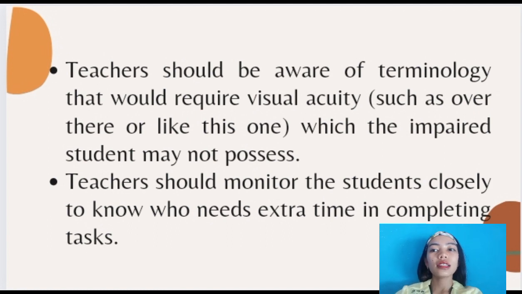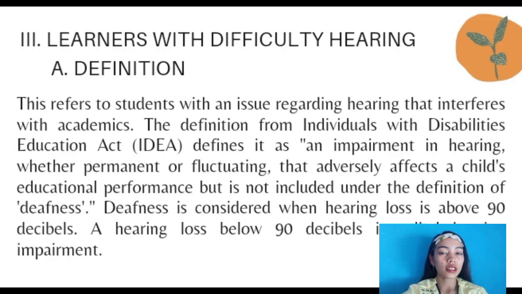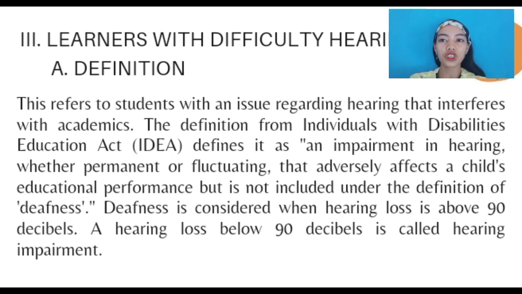So now, let's move on to part 3, which is learners with difficulty hearing. Its definition: this refers to students with an issue regarding hearing that interferes with academics. The definition from the Individuals with Disabilities Education Act, or IDEA, defines it as an impairment in hearing, whether permanent or fluctuating, that adversely affects a child's educational performance but is not included under the definition of deafness.